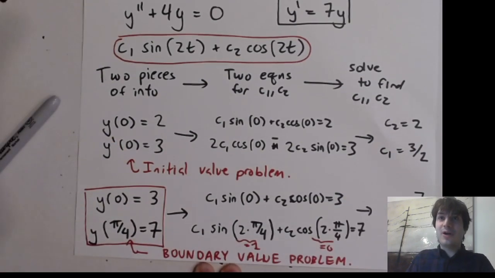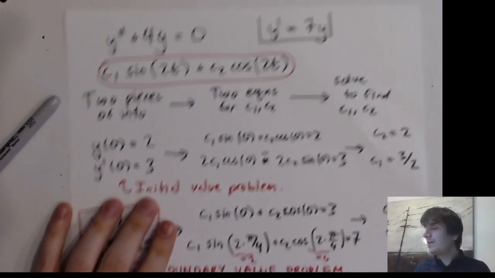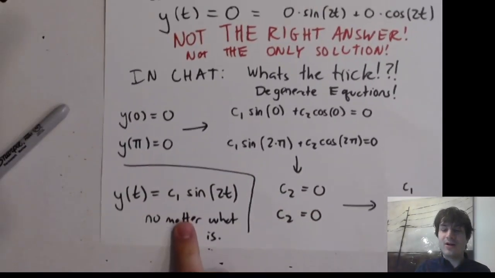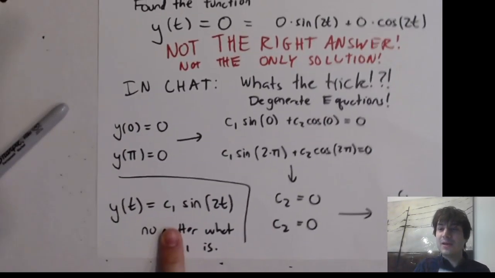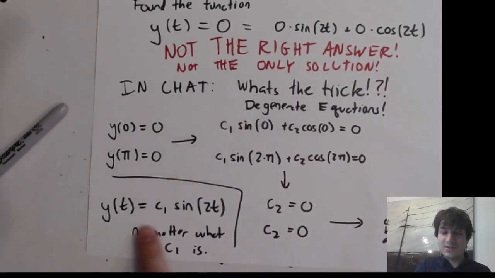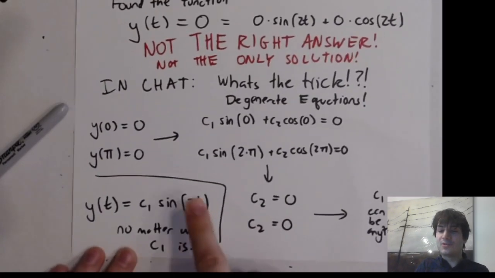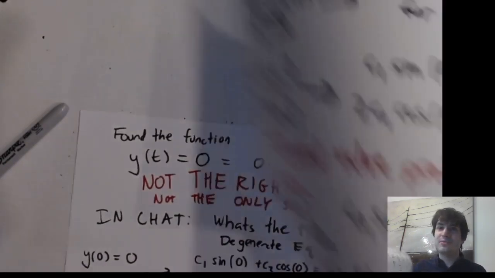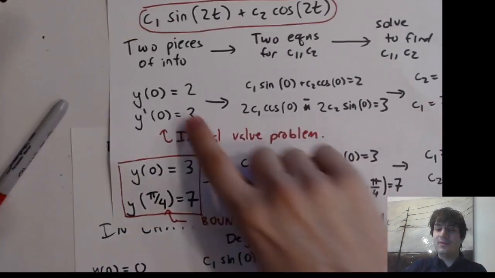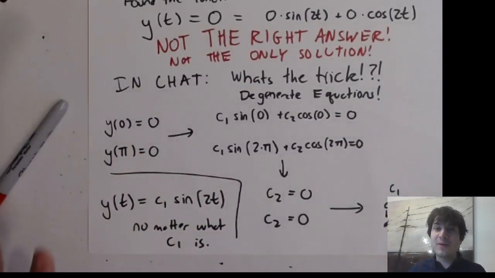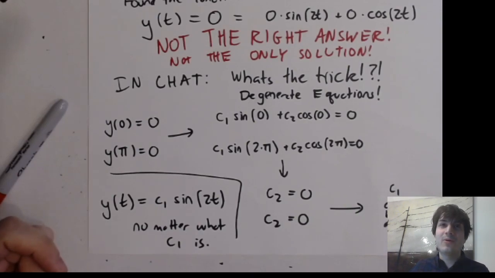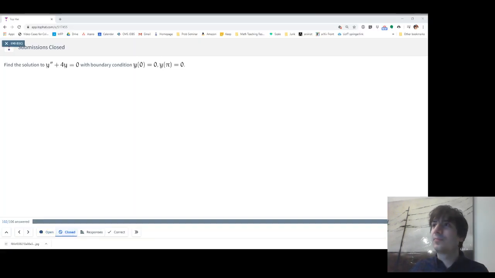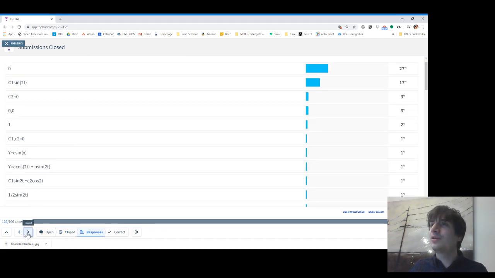For boundary value problems, something can go wrong, and you end up with this situation where there are infinitely many solutions. There's more than one answer. Any multiple of sine will work. So there's not one answer to the boundary value problem. Initial value problems always have one answer if you have two pieces of information. But for boundary value problems, something can go wrong. You can have lots and lots. And the thing you want to recognize is, when does this happen? It has something to do with the equation.